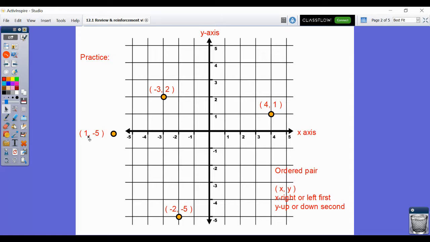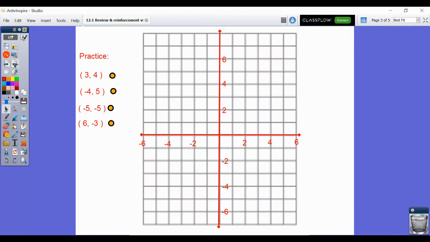And our last one on this page is positive 1, negative 5. So we start at our origin. Positive 1 goes to the right, negative 5 goes down. Plot our point and label it. Let's do some more practice.